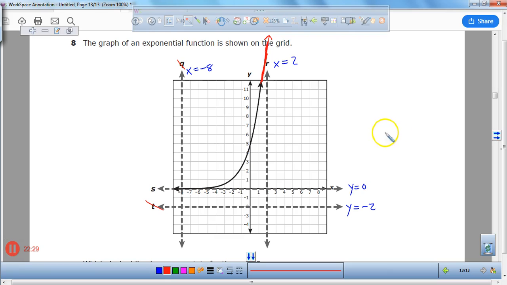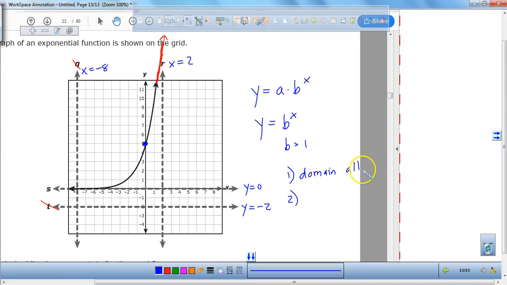Here's something you need to know about all basic exponential functions on the Algebra 1 test. This right here looks like it passes through 0, 5. If you have y equals a times b to the power of x, or your basic one, y equals b to the power of x, where b is greater than 1, here's two things you need to know. The domain will always be all real numbers.